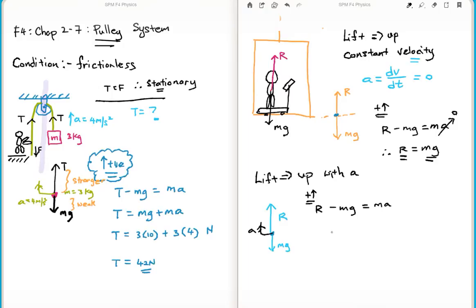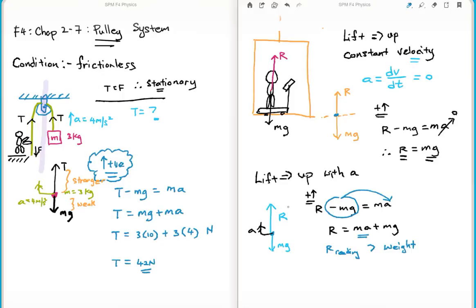So what's R? R is always the true value that you read from your scale. When this lift goes up, your value should increase. If you bring it over, this is positive. So you'll find that the reading on the scale is increased by this value, ma. Your R value, your reading, should be greater than the weight when this object is moving up.